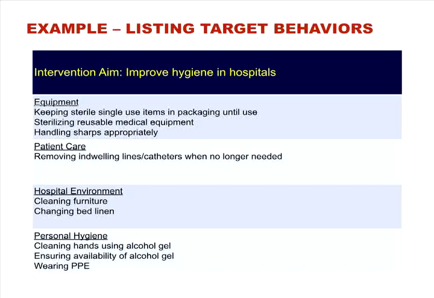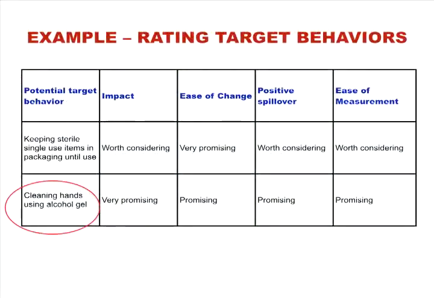So if this is a long list of target behaviors, you can rate them simply in a table. And this is what we're going to ask you to do in some of the exercises later this afternoon. So what's the impact of cleaning hands? We think that's a critical thing, based on evidence that we know that hand washing is really important to infection rates. So we think that doing that would have high impact.